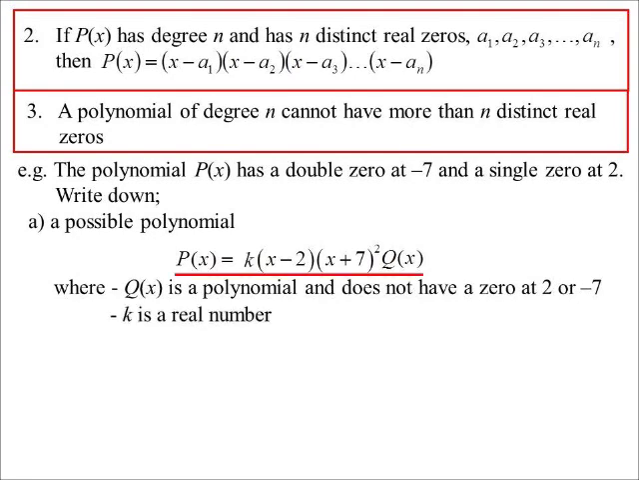I could have a multiple of the whole thing. Now whether I really need that k or not, because that quadratic over there could have a multiple of k in it anyway. But it's possible it could be times some number.